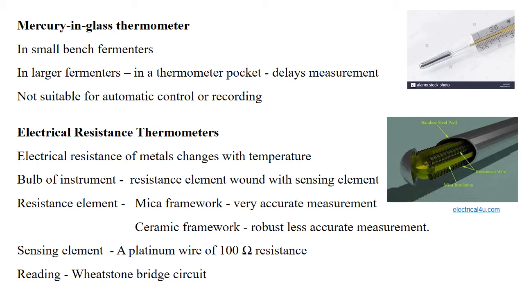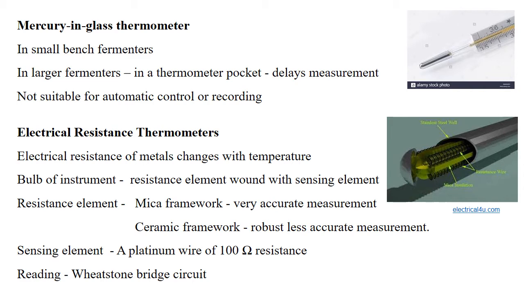The next type is electrical resistance thermometers. They work on the principle that electrical resistance of metals changes with temperature. In this type of thermometer, the bulb of the instrument contains a resistance element, either a mica framework or a ceramic framework. Around this framework, the sensing element will be wound. Generally, a platinum wire is used as the sensing element. If you are using a mica framework, it provides very accurate measurement.